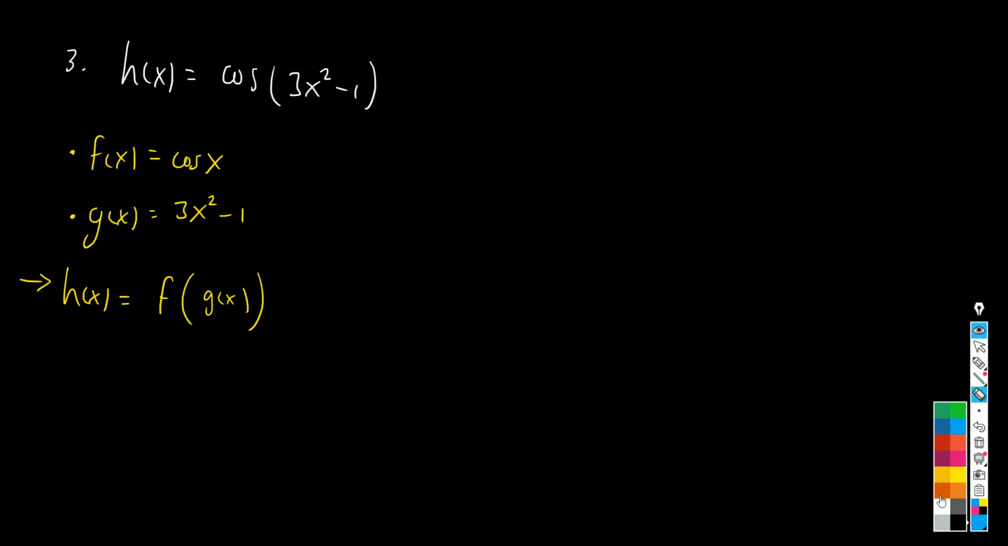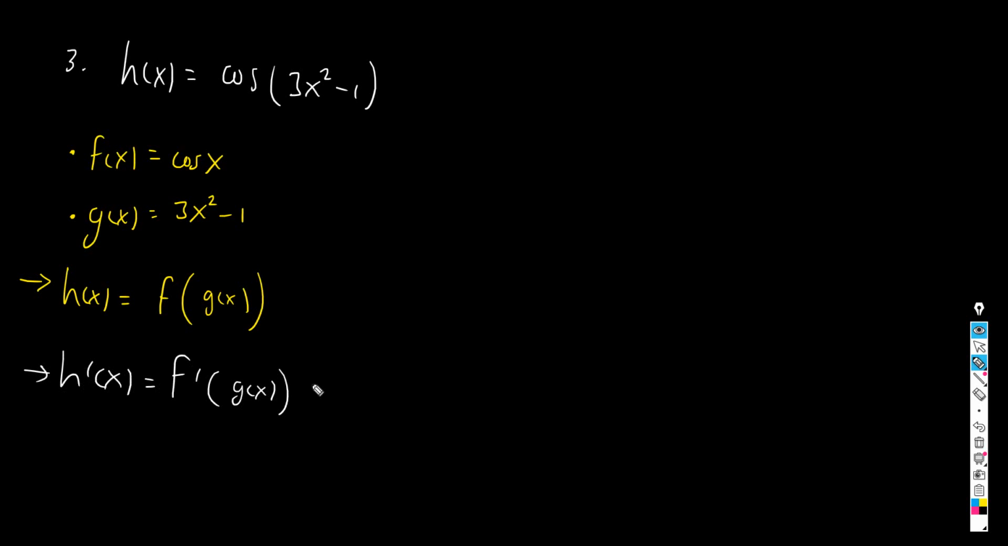And now I'm ready. Once I have put my function h as a composition of functions, I'm ready to write its derivative. Its derivative, h prime of x, is going to be equal to f prime evaluated in g of x times g prime of x. So I need to calculate f prime and g prime, or the derivative of f and the derivative of g. That's very simple. We have f in here. f prime of x will be minus sine of x. g prime of x will be 6x, right?